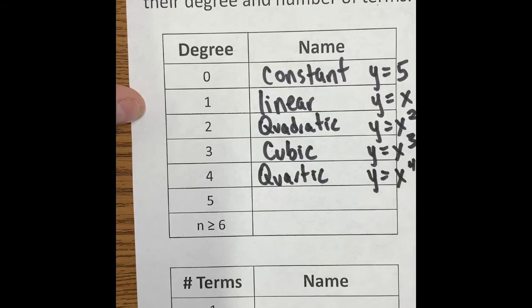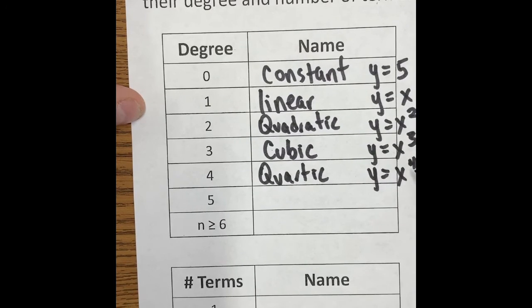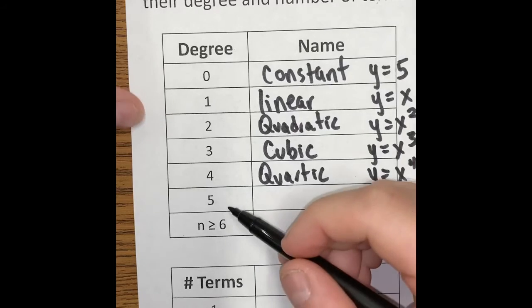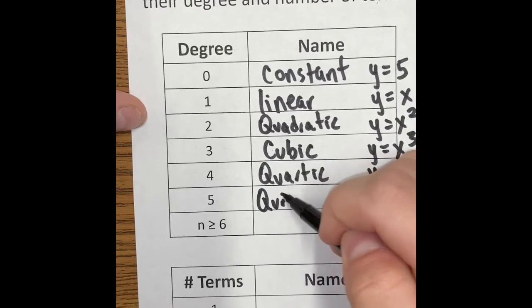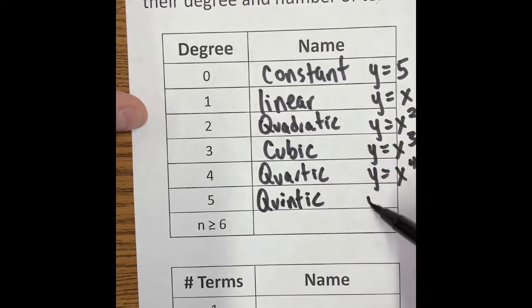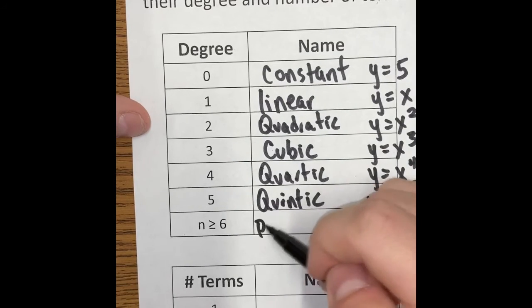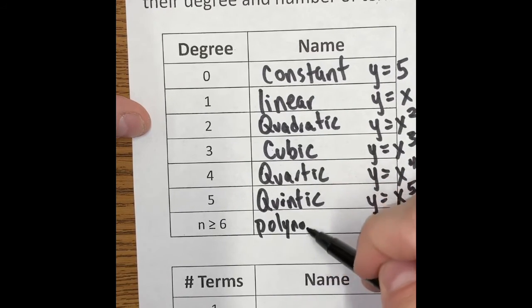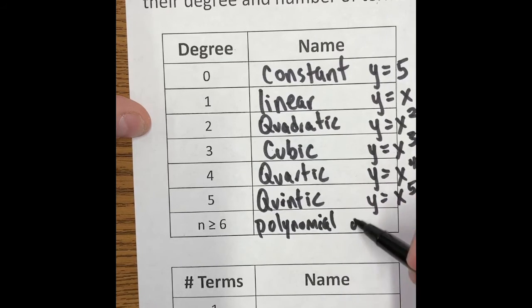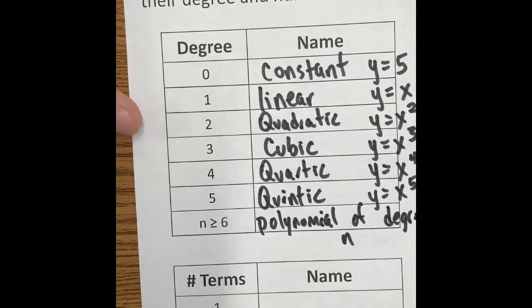So x to the fourth would be the leading term, and 4 would be the biggest exponent. And 5, we call that quintic, and that would be something like y equals x to the fifth. Anything bigger, we just call a polynomial of degree n, n being the degree, greater than or equal to 6.